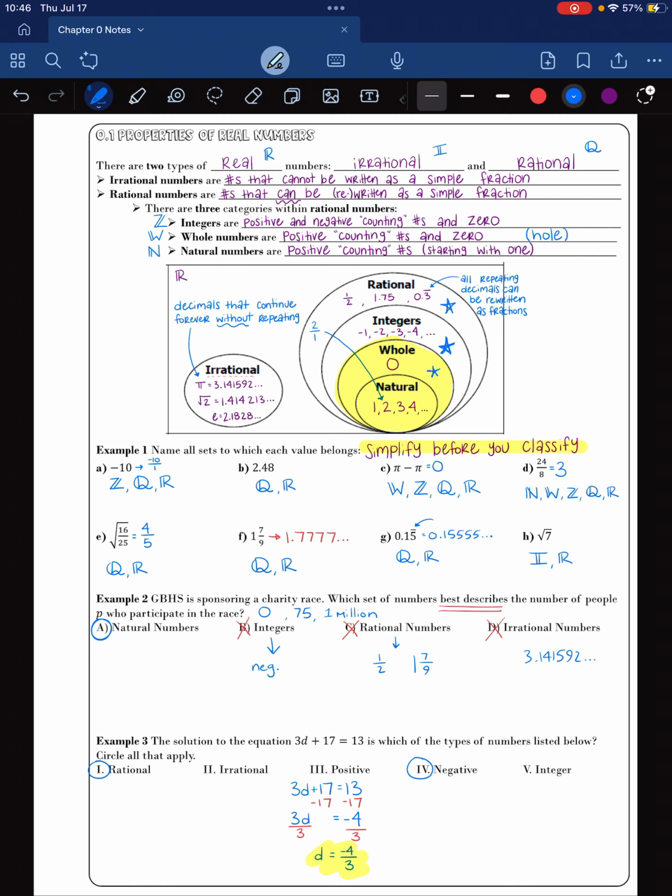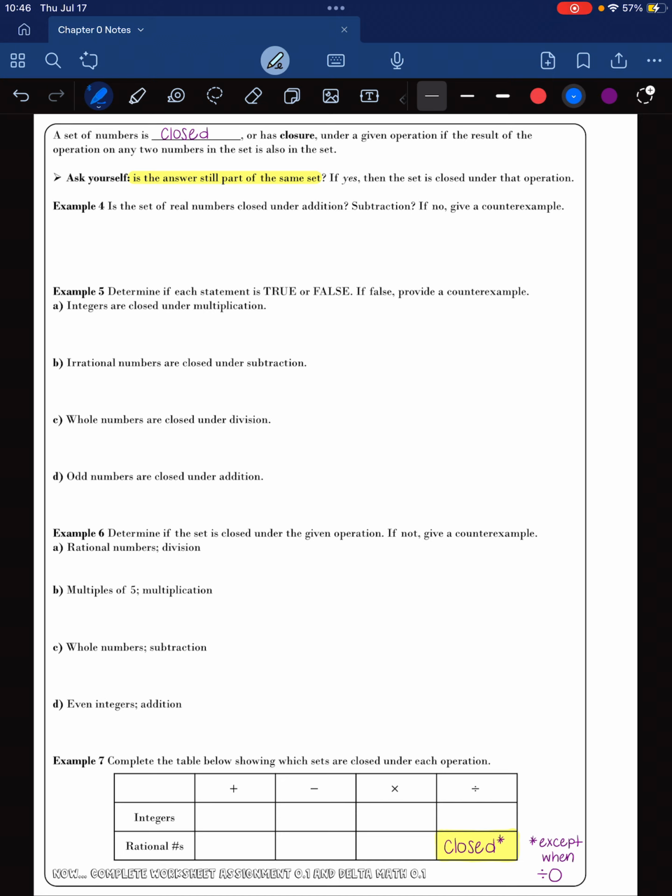Okay, moving on. A set of numbers is closed or has closure if the operation on any 2 numbers from that set is also a number that belongs to that set. That is a whole lot of words. What the heck does that mean? The question you want to ask yourself on problems like these, which show up on the SAT and really just the ACT, is: is the answer still part of this same set? If your answer is yes, then we say that that set is closed.